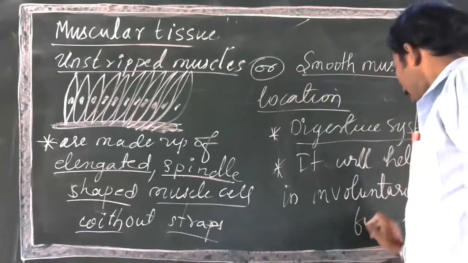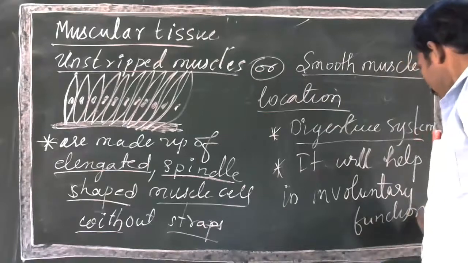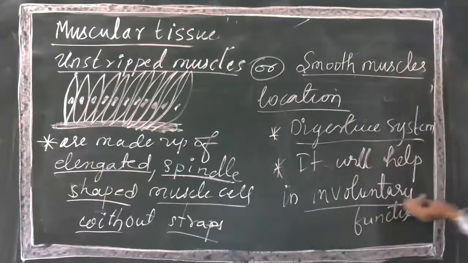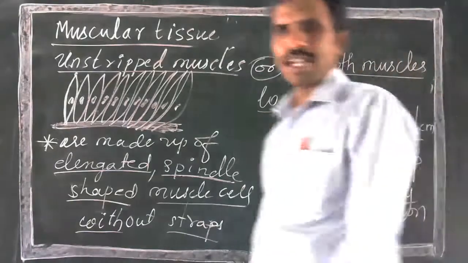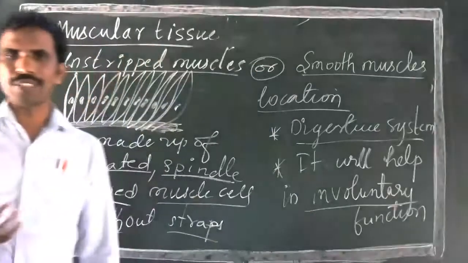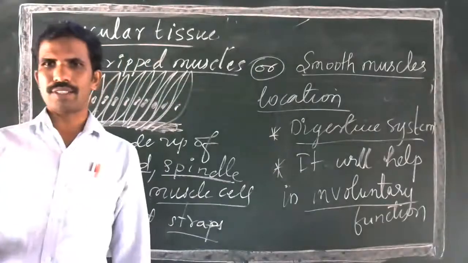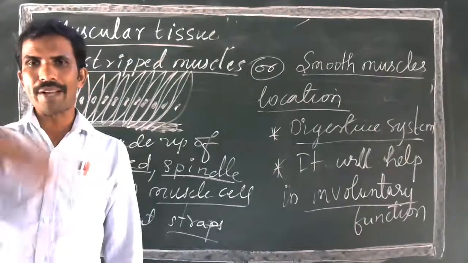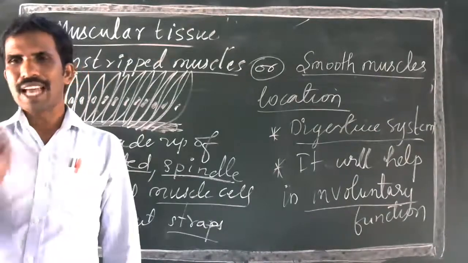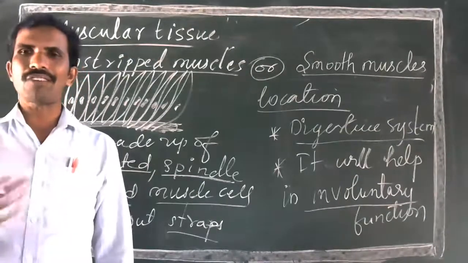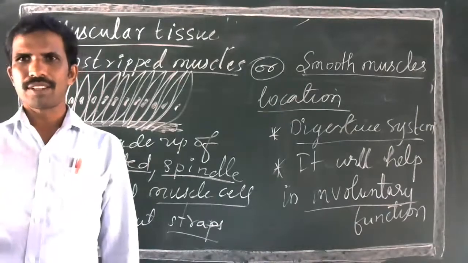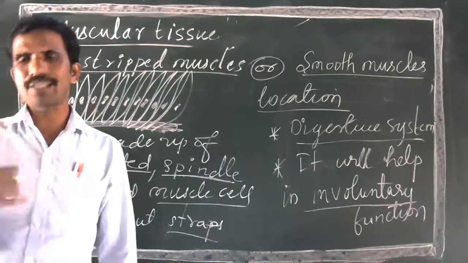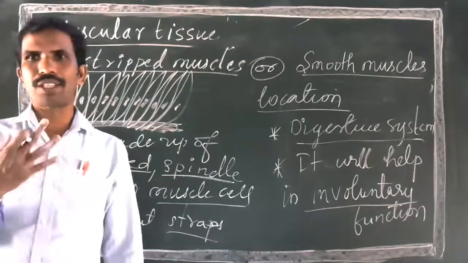Involuntary function means the activities which are not in our control. Digestion of the food, movement of the food is not in our control. Say, for example, vomiting will not happen as per our wish. Suddenly the vomiting cannot be controlled.